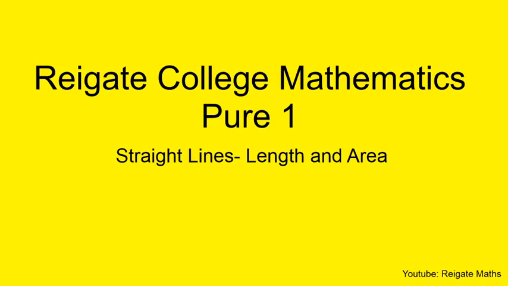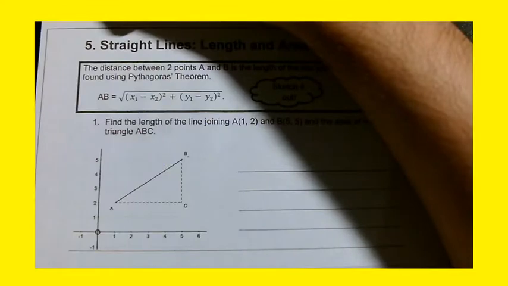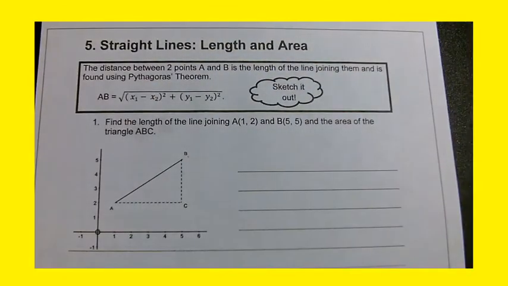Hello and welcome to the next video in straight lines, where we look at length and area of line segments. So the distance between 2 points A and B is the length of the line joining them and is found using Pythagoras Theorem.